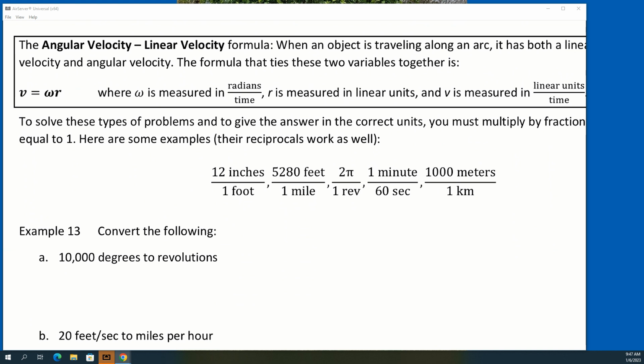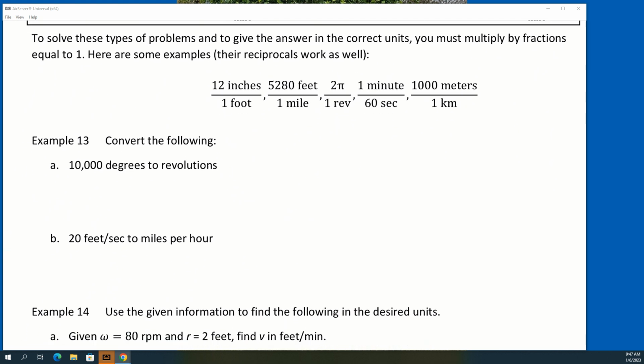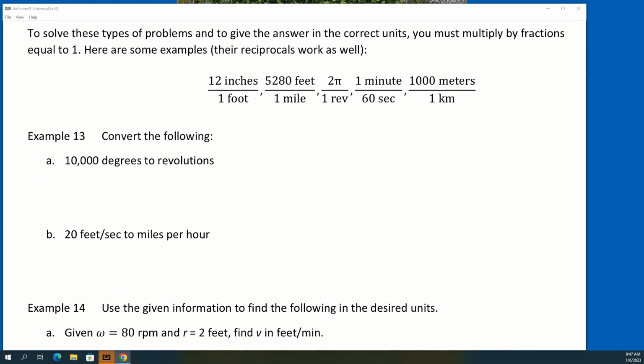All right, so I'm going to skip around a little bit. We're going to come back and talk about the angular velocity, linear velocity formula. But before we do, we're just going to do a couple examples where we're converting units. If you have taken chemistry, or you're currently in chemistry, you might be a little bit ahead of people who didn't take those courses. I don't feel like you have as much experience in this from your math classes as you might have from your science classes.